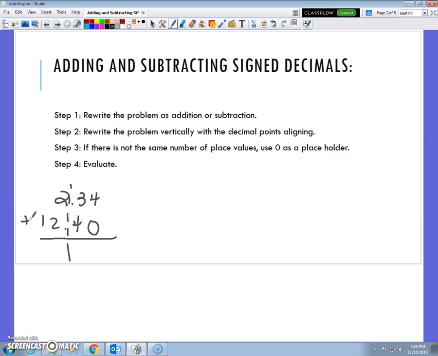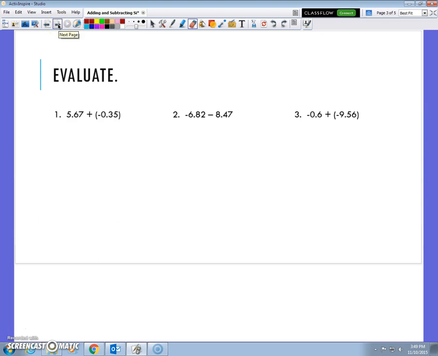Now I know this might be a lot of review, but when I add those positive and negative signs in there, it's going to make it that much more tricky. So let's take a look. Okay, if I want to add 5.67 with negative 0.35.